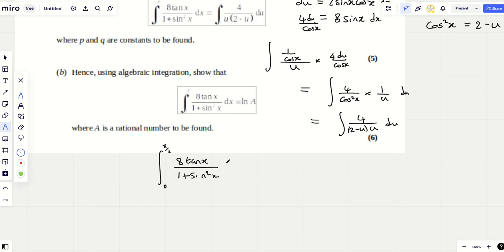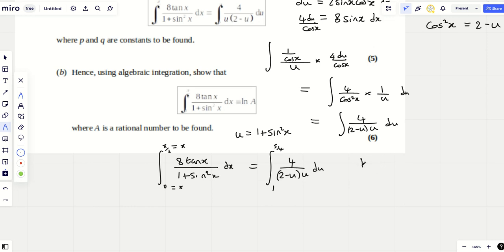We'll start with what they start with. Don't rush. Okay, we already know that that is the same as 4 over 2 minus u times u du, but we've got to change the limits, and these were the limits for x. And remember that u is 1 plus sine squared x in this question. So sine of pi over 6 is a half, square is quarter, 1 plus a quarter is 5 quarters. Sine of 0 is 0, this is going to become 1.